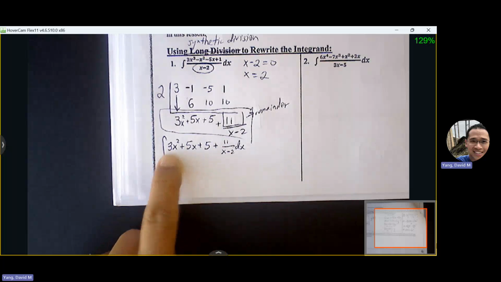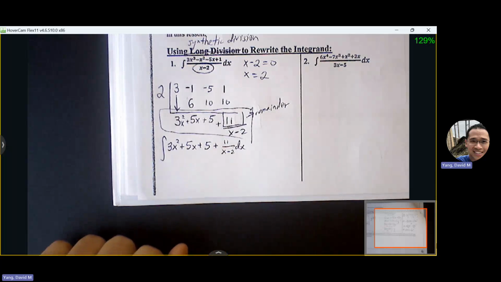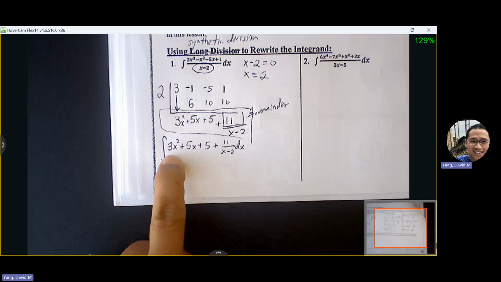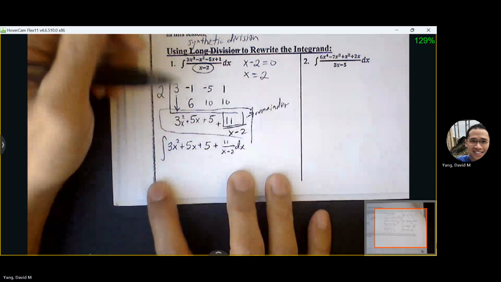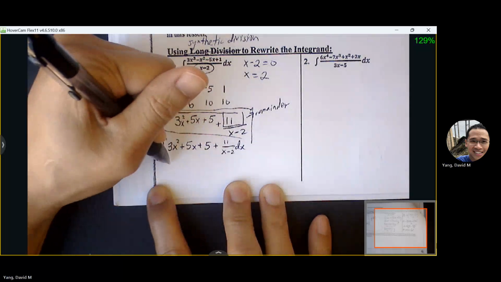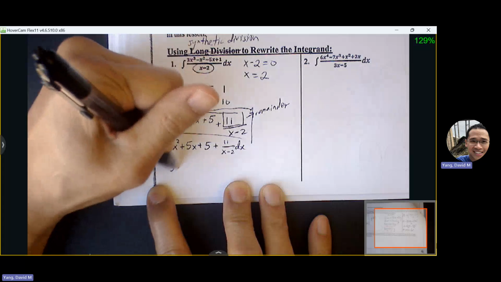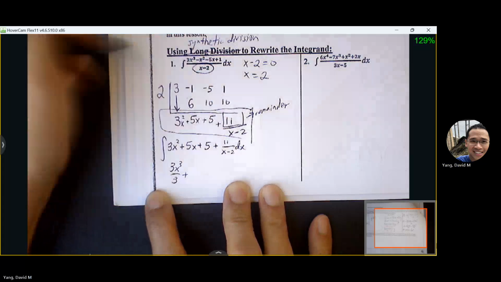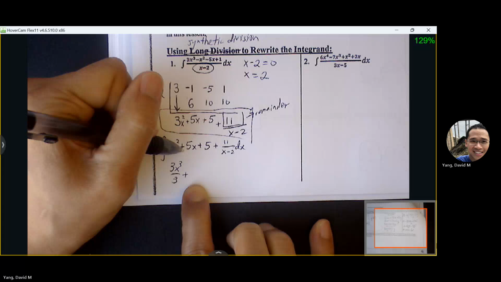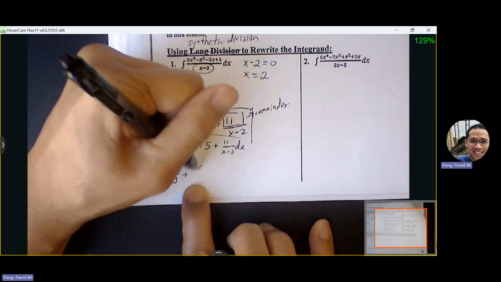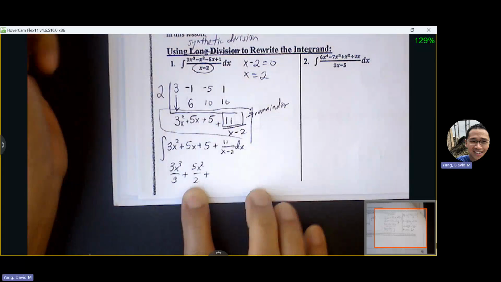Okay, so we're going to apply our integral rule 4 times, once for each term. 3x squared becomes, what's power rule there? Yeah. Plus 5x squared over 2 plus 5x.